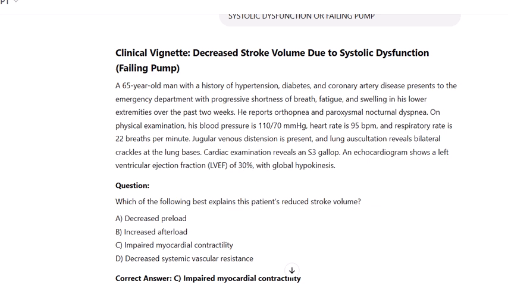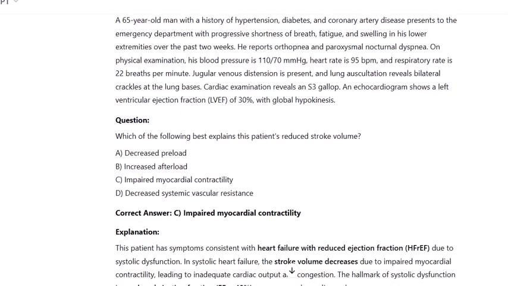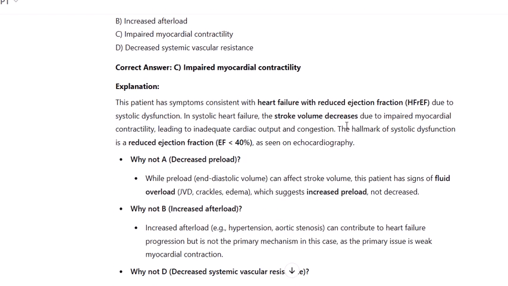Impaired myocardial contractility. Explanation: this patient has symptoms consistent with heart failure with reduced ejection fraction, HFrEF, due to systolic dysfunction. In systolic heart failure, the stroke volume decreases due to impaired myocardial contractility, leading to inadequate cardiac output and congestion. The hallmark of systolic dysfunction is a reduced ejection fraction, EF less than 40%, as seen on echocardiography.